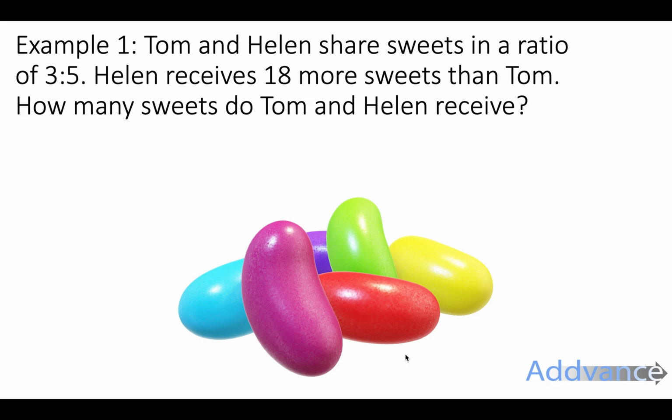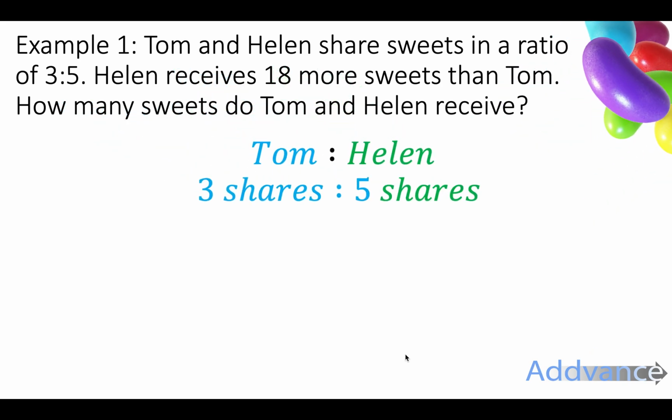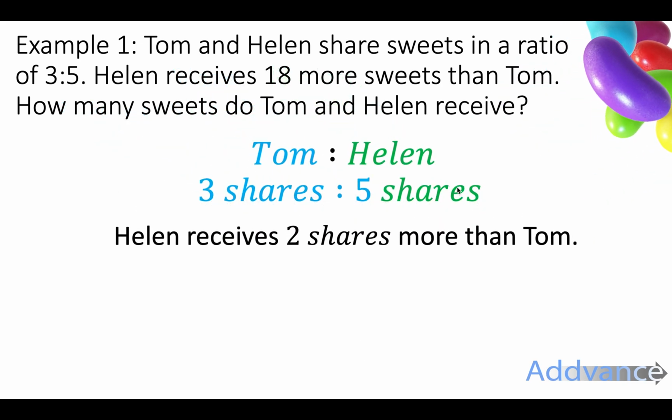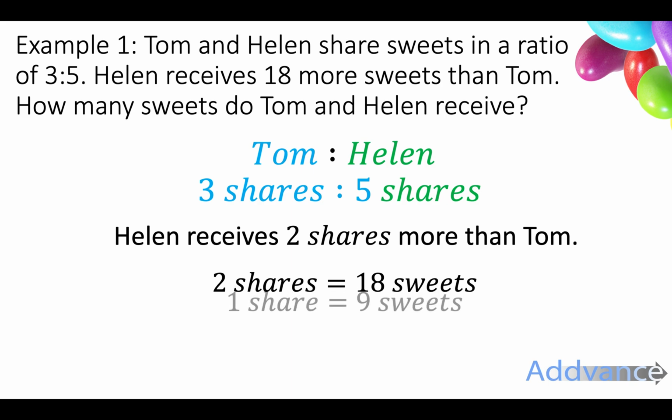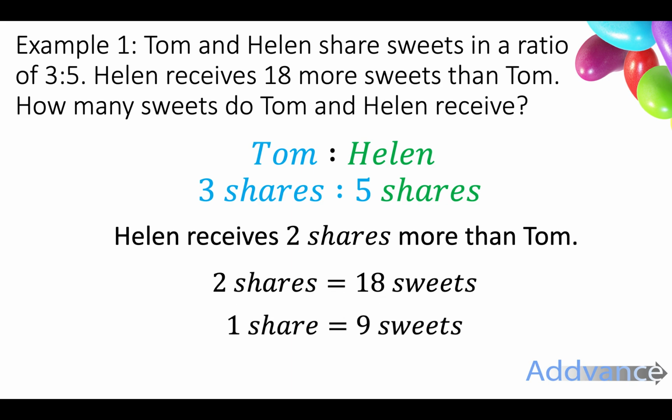Okay, so what we know is that Tom and Helen share 3 shares to 5 shares, where Helen receives 2 more shares than Tom because she gets 5 shares, he gets 3 shares. That's 2 extra shares for Helen. So 2 shares represents the 18 extra sweets that Helen got. So we divide by 2, 1 share is 9 sweets.